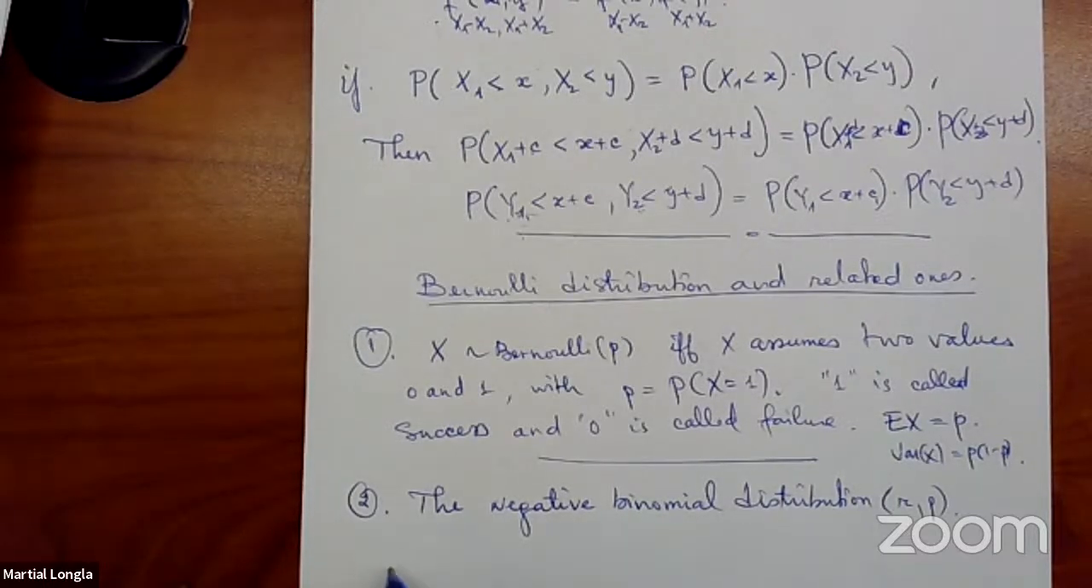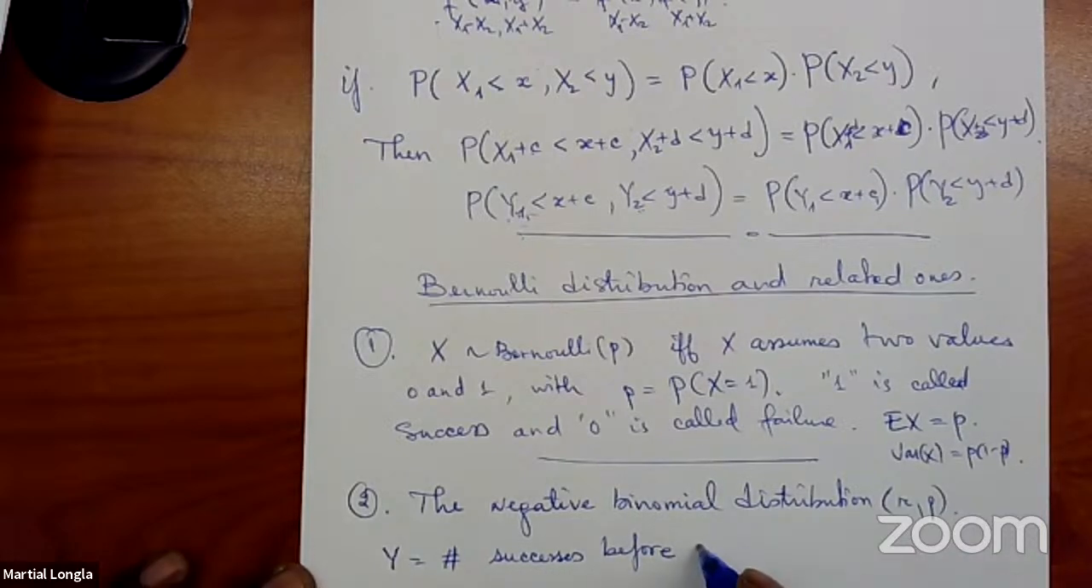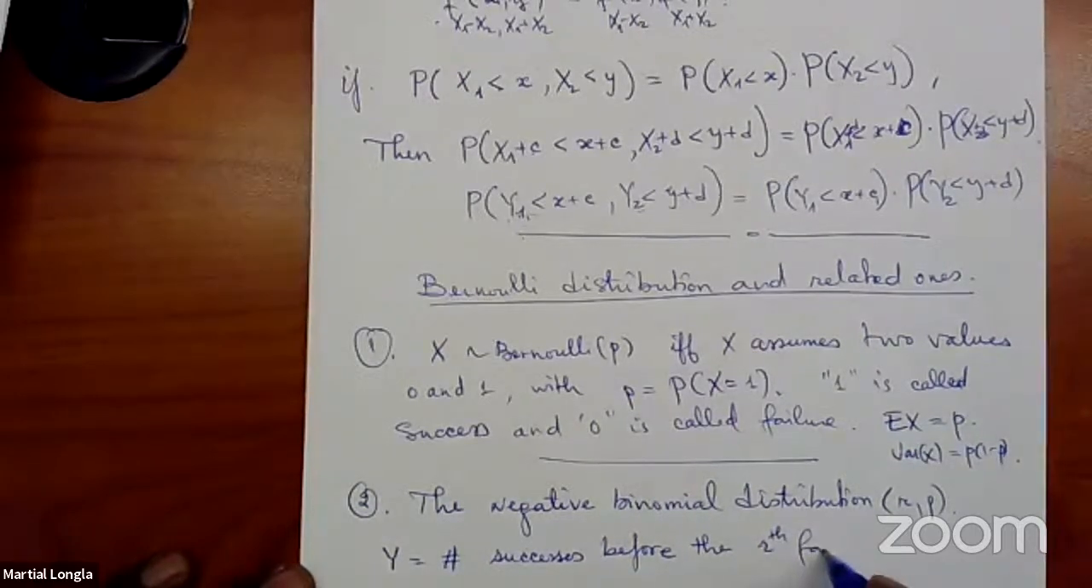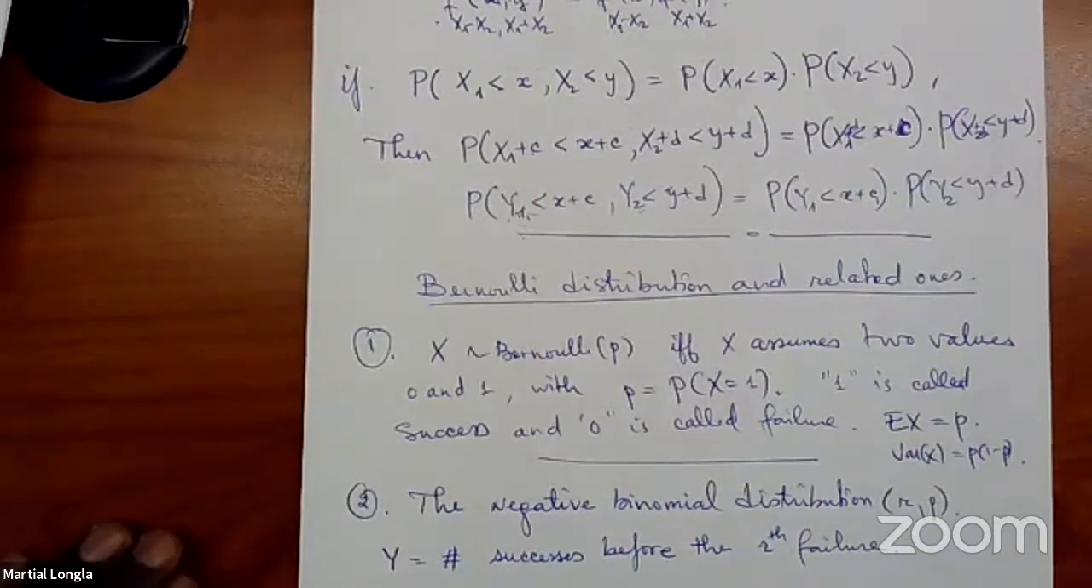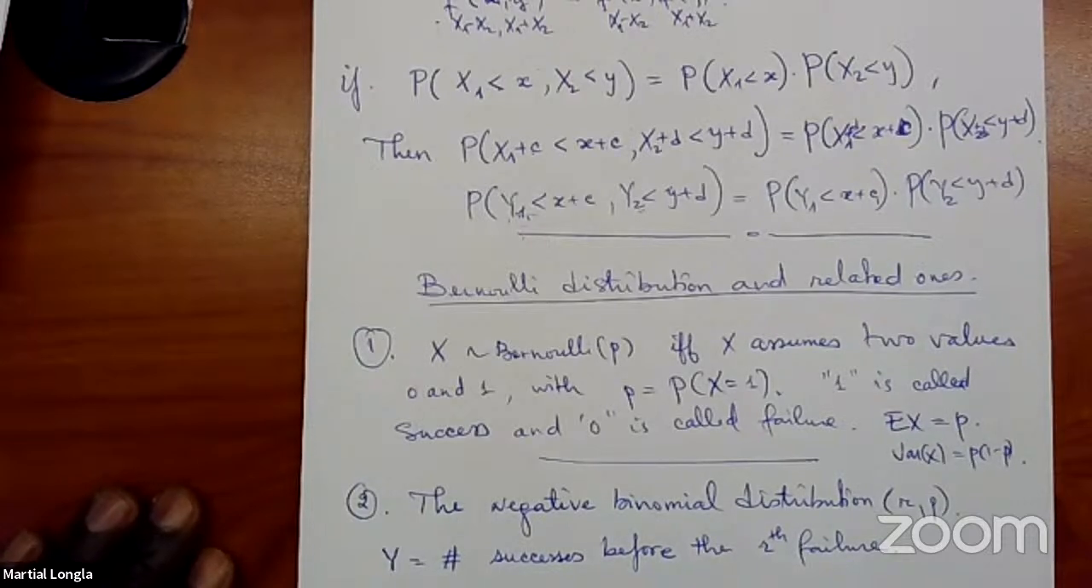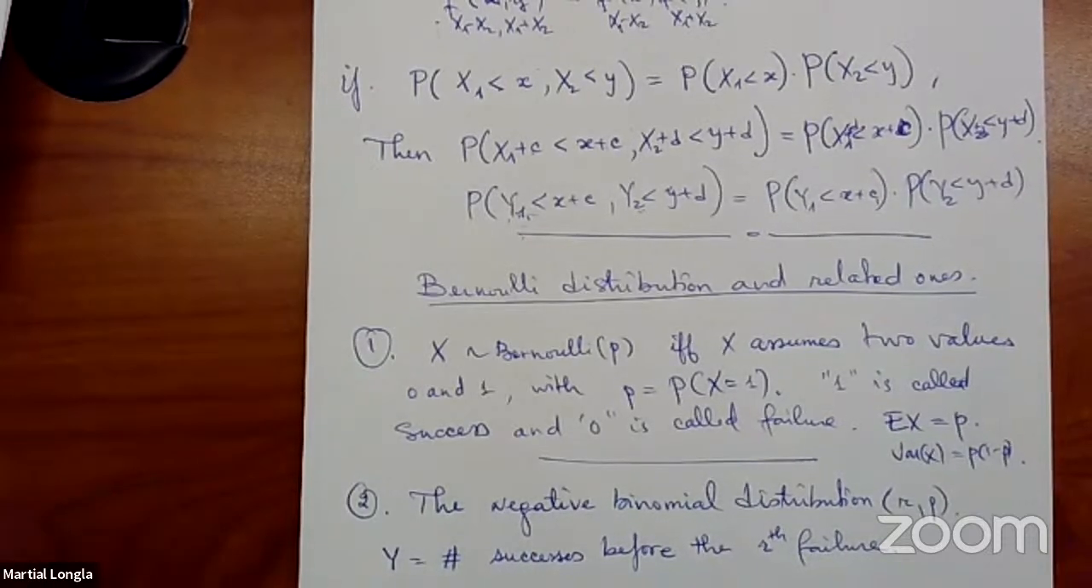Right? So here, define Y as the number of successes before the R-th failure. This is what is of interest. As you're rolling, you're failing and you don't care until you fail R times. When you fail R times, you stop.